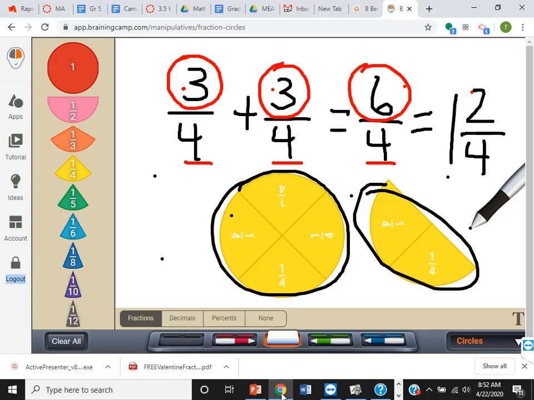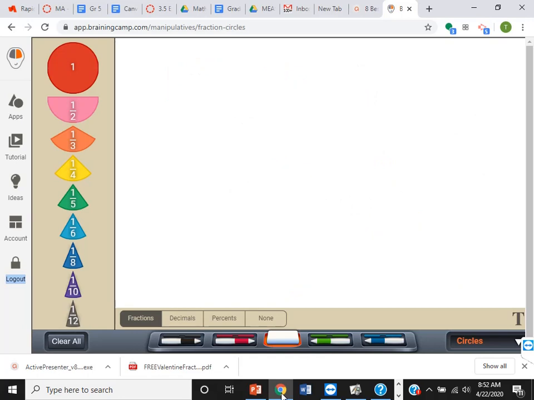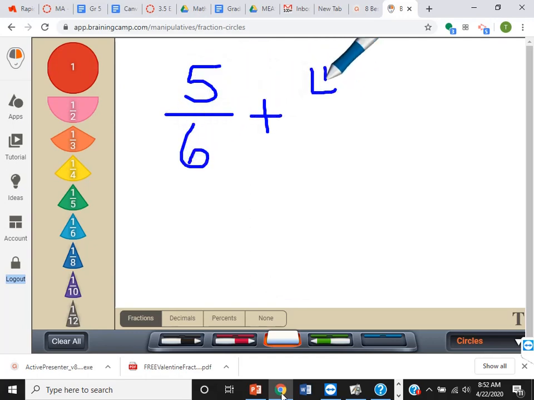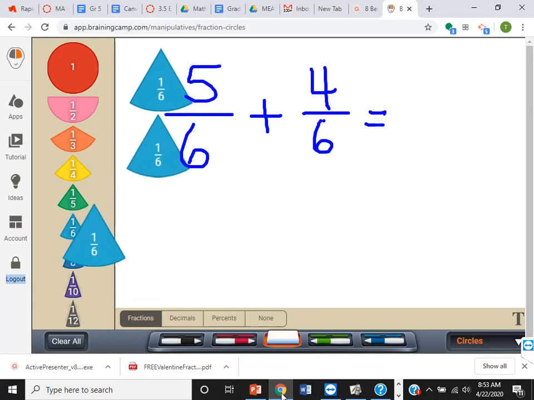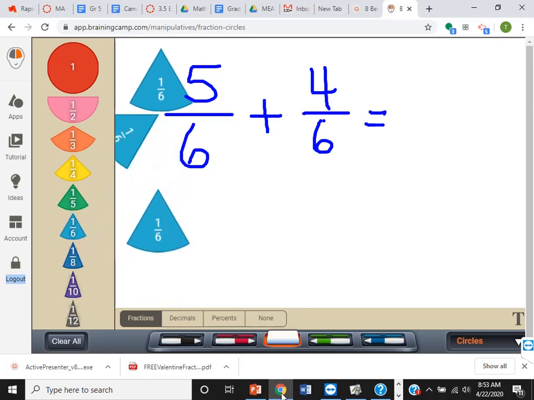Now we're going to do one more together before I have you do one on your own. So let's take a look at this next problem. 5/6, and we're going to add 4/6 to that. So I'm going to show you with my fraction pieces what each fraction looks like as a model.